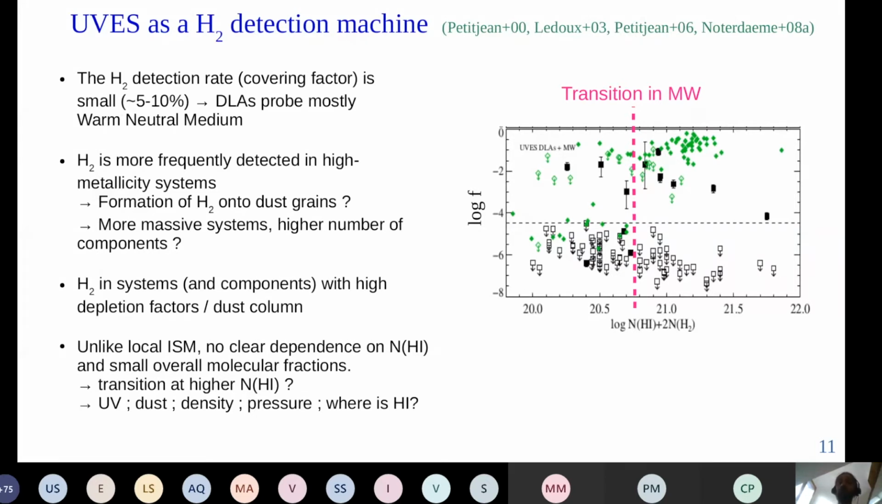So there comes the question of what this is due to. Is it due to the UV fields? Is it due to a lower density of dust, lower density, lower pressure? And the question is, where is H1?